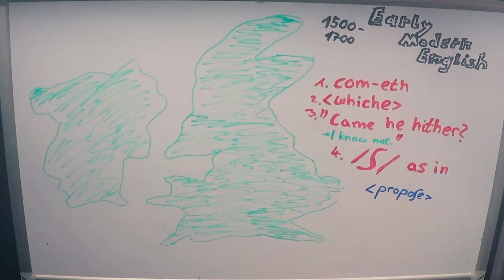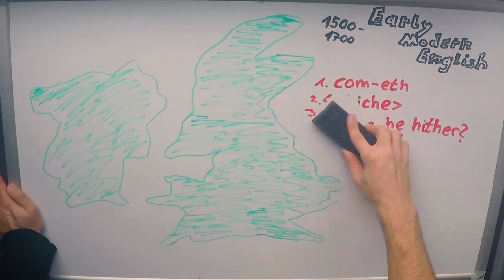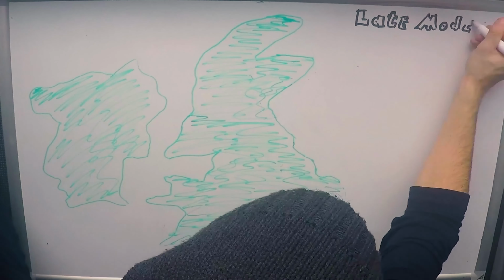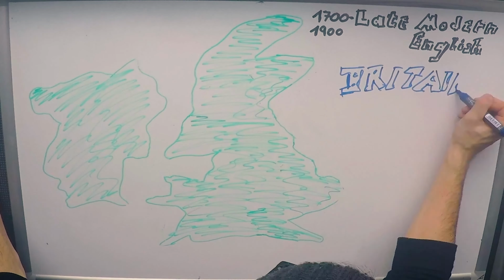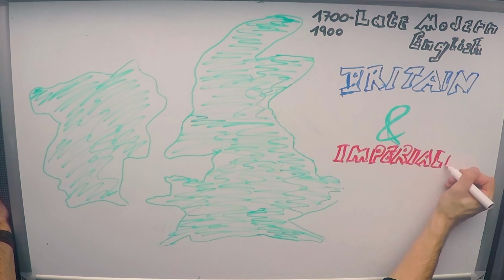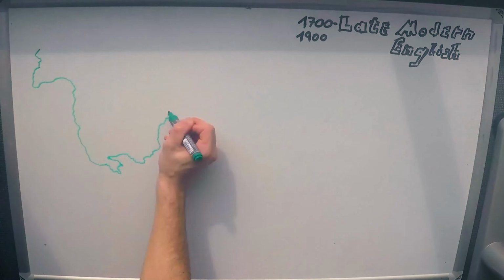All these processes were messy and took a long time, and so there's little else to talk about, so let's jump straight to the next period. Late Modern English, 1700 to 1900. We are steadily getting into a period of imperialism and colonialism, and like so, the British Empire is headed for two waves of expansion.